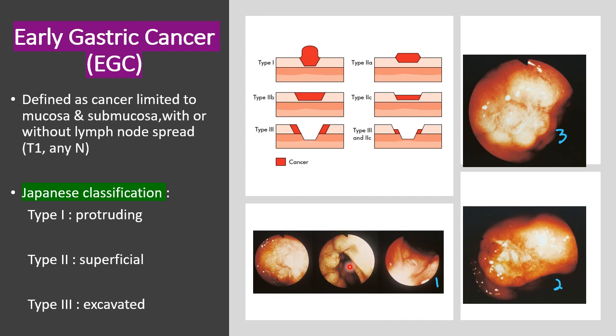On endoscopy, these are the pictures that you can see. This is the protruding type. You can see here the protruding type. And number 2 here is the superficial type. You see superficial, more ulcerating. And the third type is your excavated type, where there are deep ulcers penetrating to the muscular wall of the stomach.